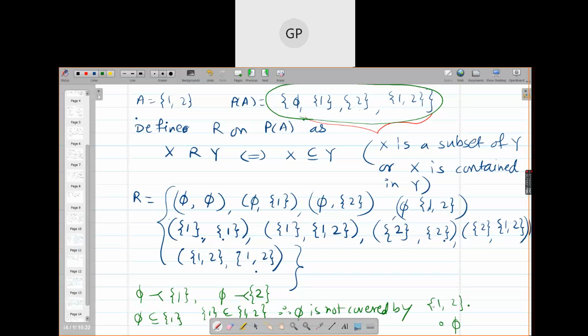Here the relation is subset of, phi is a subset of 1 और इन दोनों के बीच में कोई नहीं है. Phi is a subset of 2, but phi is a subset of 1 comma 2 also, but there is singleton 1 in between, such that phi is a subset of 1 and 1 is a subset of 1 comma 2. So ये transitivity आती है, वो नहीं आनी चाहिए transitivity, फिर covering होता है. Similarly, phi is a subset of 2 and 2 is a subset of 1 comma 2. Therefore, phi is not covered by 1 comma 2 also.